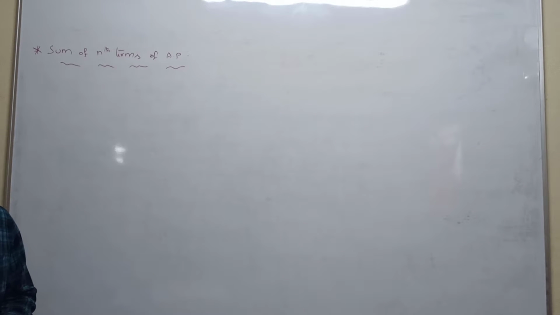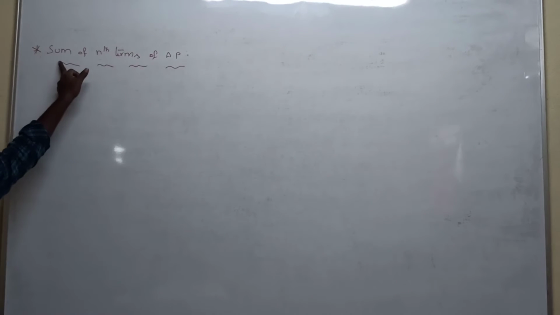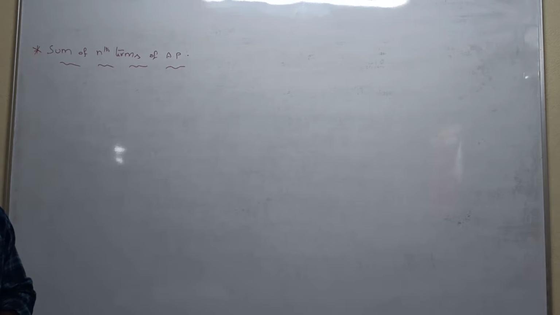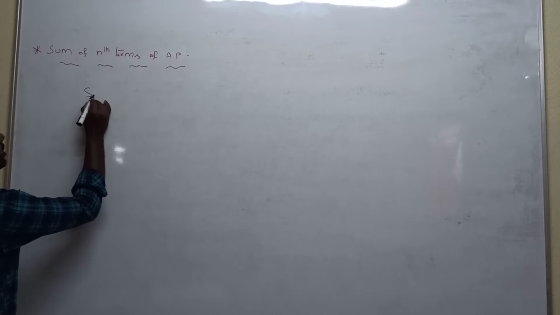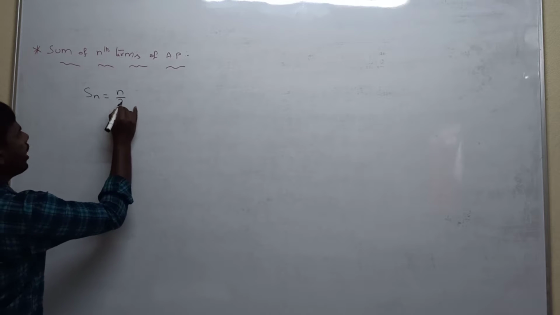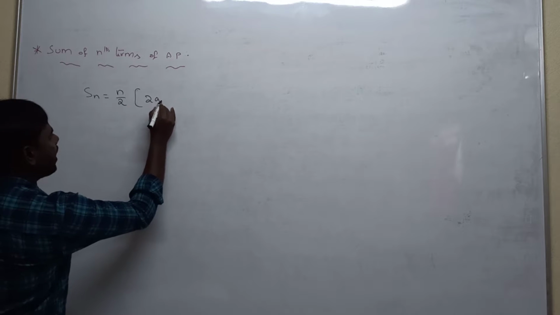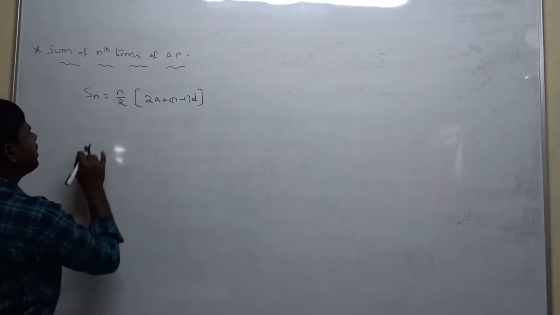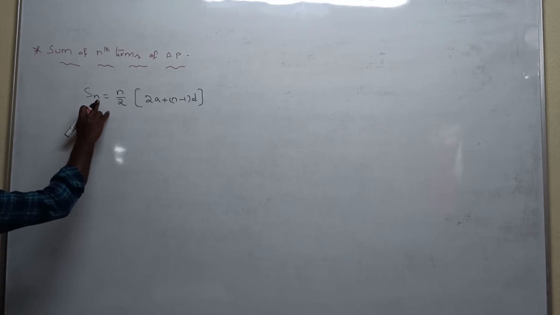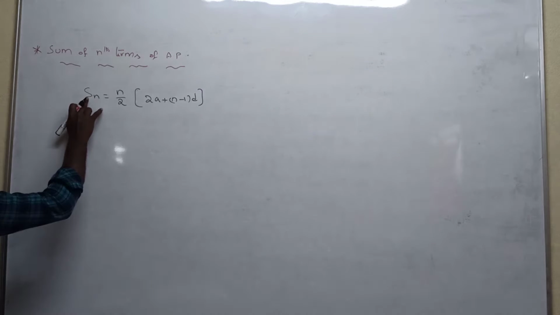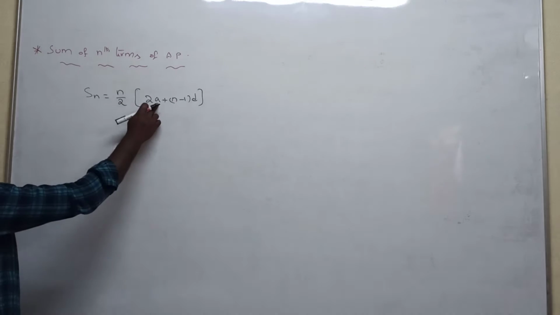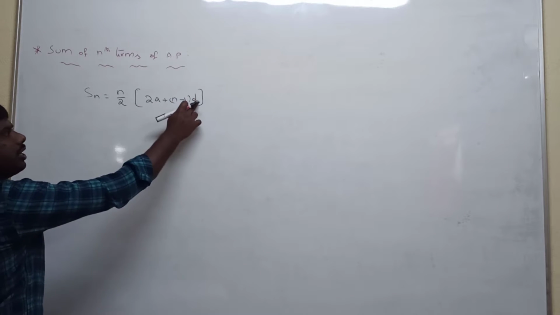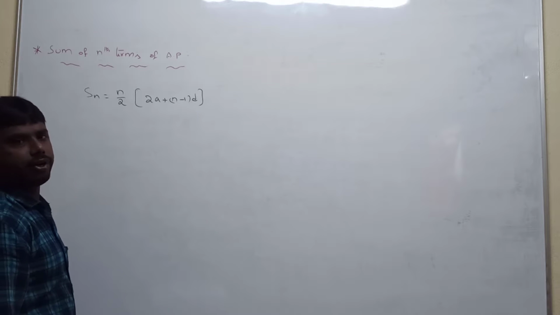Now dear students, before classes we discussed the sum of n terms of an arithmetic progression. The formula is Sn is equal to n by 2 into 2a plus n minus 1 into d. Here n is called the number of terms, Sn is called the sum of n terms, a is called the first term, and d is called the common difference.